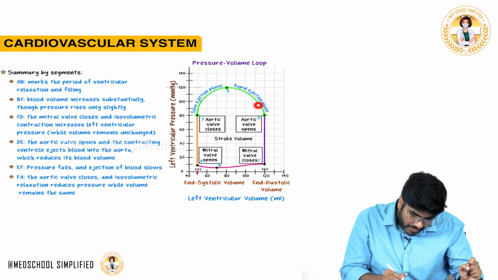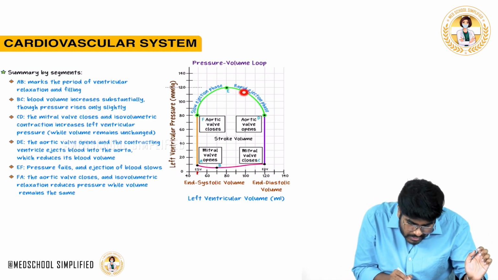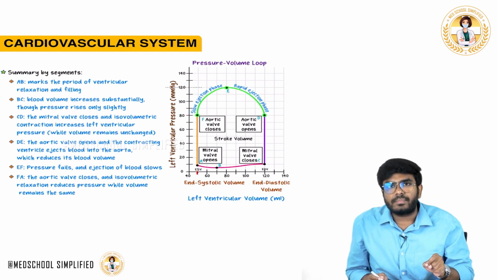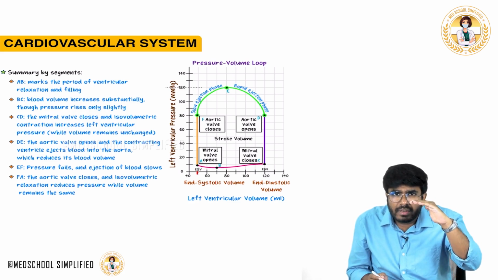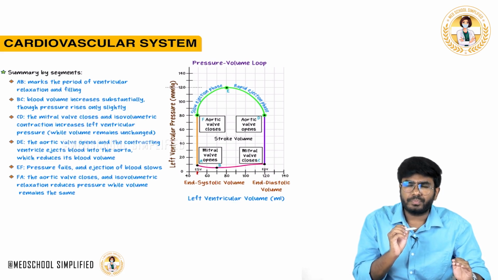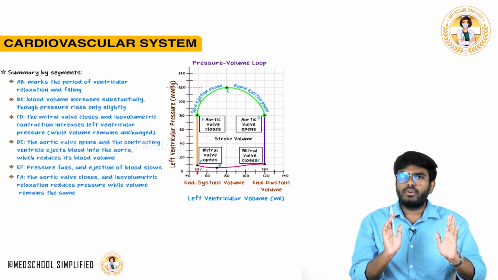See, the graph is moving up, which means pressure is increasing, and the graph is also moving towards the left, which means the volume is now changing. Which volume? Ventricular volume is changing, which means the volume in the ventricle is coming down. Initially, how much blood is there inside the ventricle?